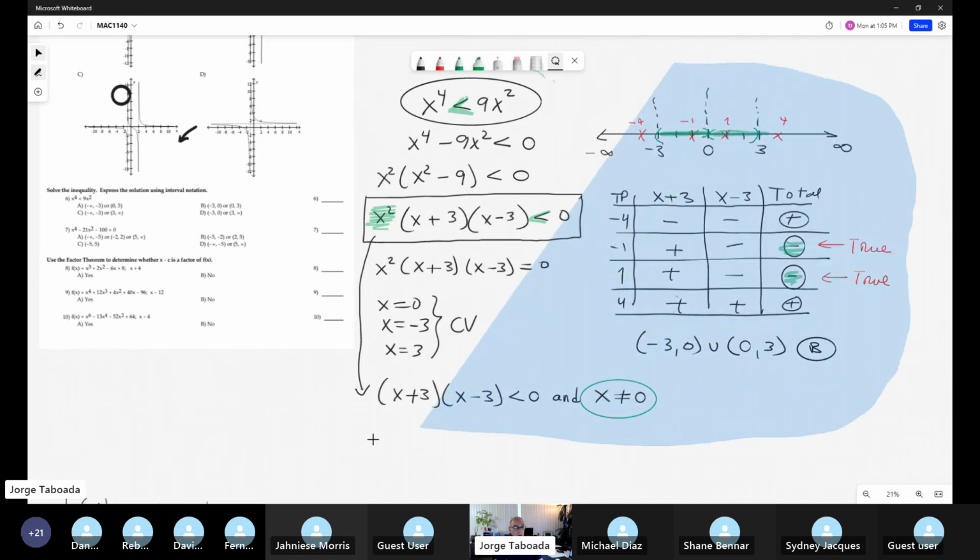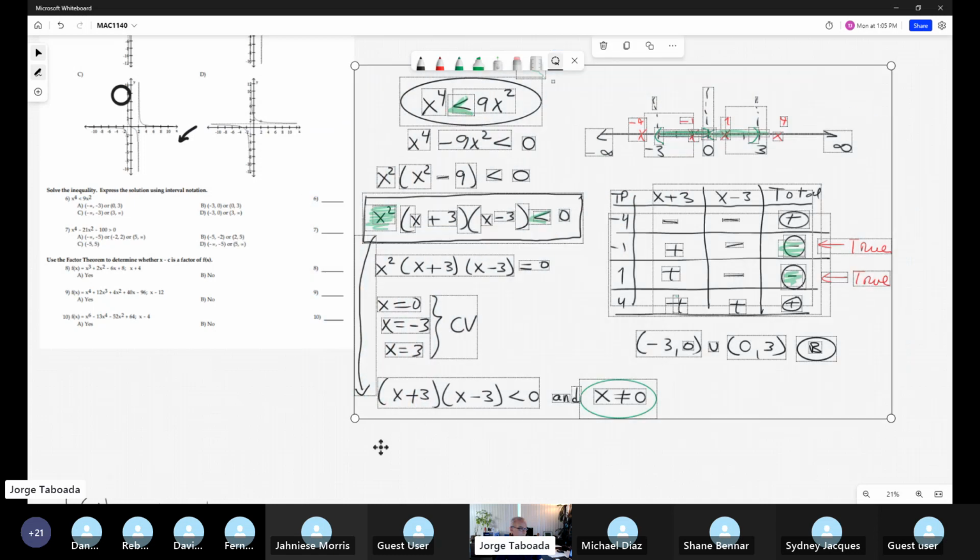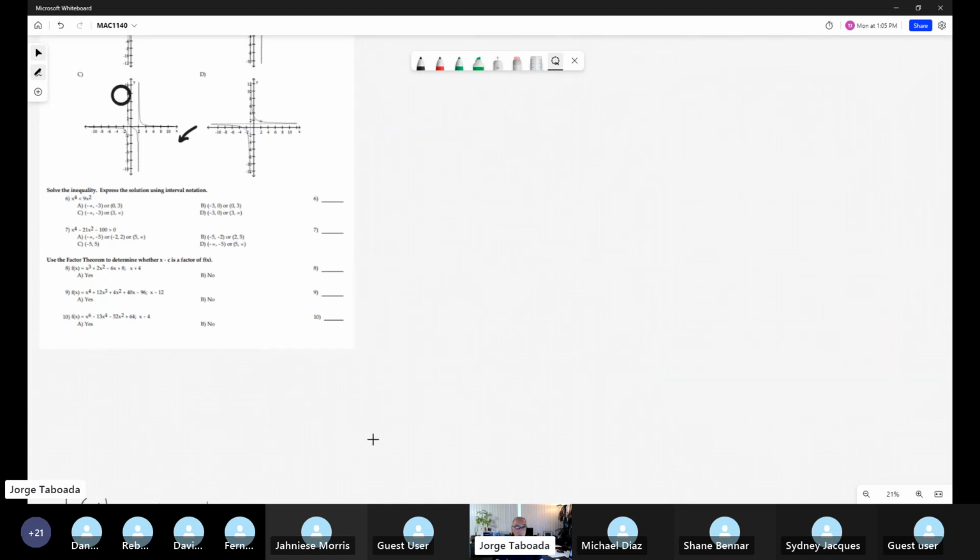Let's move on to number 7 now. 7 is similar. Yes, Kiana. Okay, 7 is x to the 4th power minus 21 x to the 2nd power minus 100 greater than 0. You see, in the previous example, it was greater than or equal to 0, so I take advantage. Okay, the right-hand side is 0.